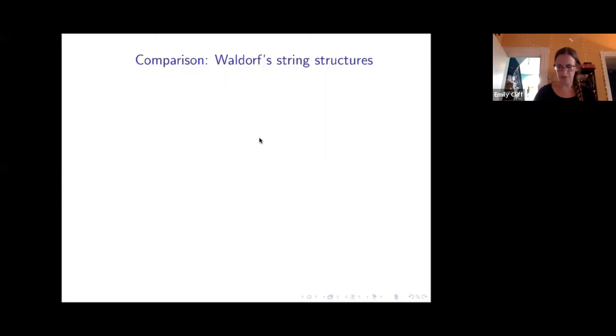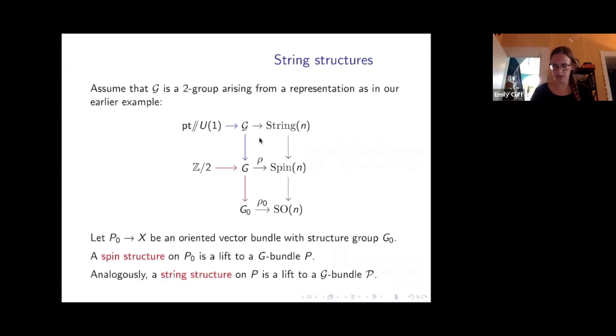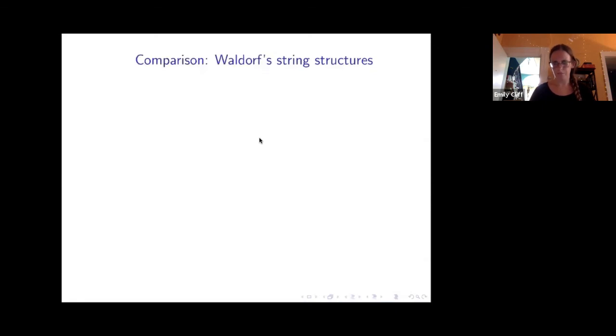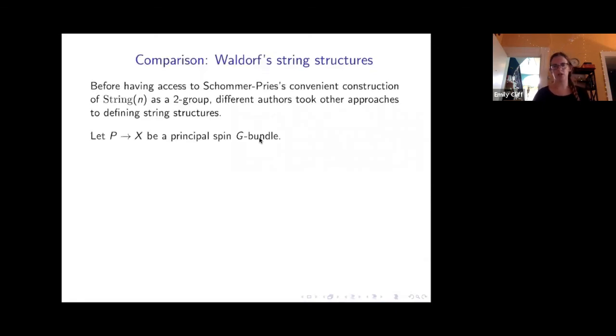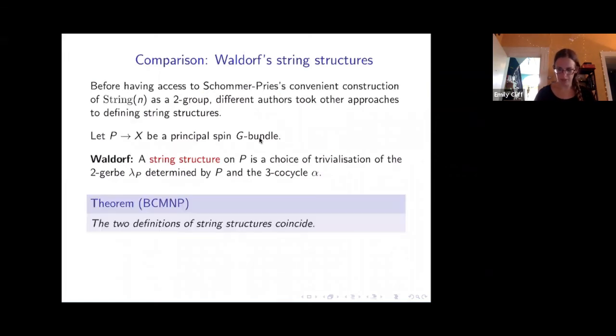Now, on the other hand, people have been studying string structures since before we had Chamorro-Priest's construction. And so we had to come up with other ways of saying this because we couldn't lift to a two-group bundle. That didn't make sense. So I have two other approaches that other authors took. Here's an approach due to Waldorf. He says, let's start with a principal spin bundle. A string structure on P, he says, is a choice of trivialization of the two-gerbe that we saw, which is determined by P and the 3-cocycle alpha. Waldorf came up with this definition about 10 years ago, and Chamorro-Priest's presentation came almost the same time, 9 years ago or so. But until this time, nobody has explicitly compared these things.